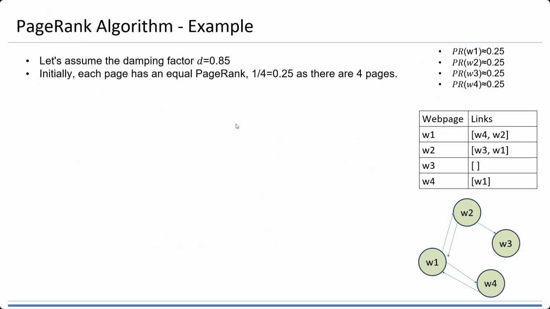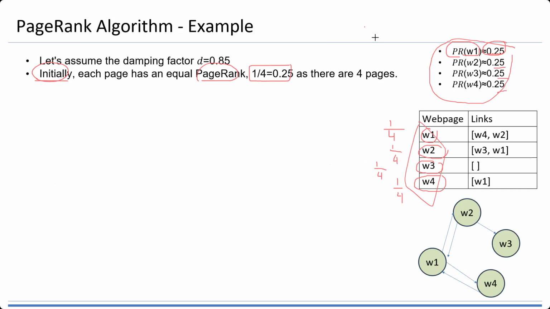So let's see an example. Let's assume the damping factor d is 0.85. The initial value of the page rank we need to set up as 1 divided by 4. Why is it 1 divided by 4? Because we have 4 pages. So PR(W1) will be 1 divided by 4, W2 is also 1 divided by 4, W3 is also 1 divided by 4, and W4 is also 1 divided by 4. So the initial value is 0.25 for all of them.